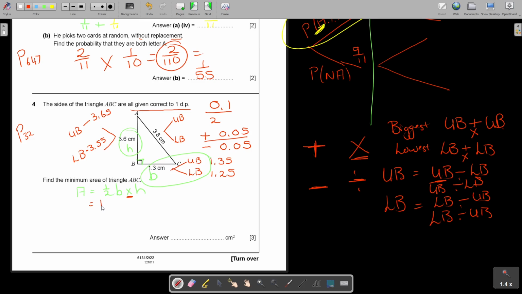So I'm just going to say, to get the biggest, because I want the area. No, not the biggest. Underline the minimum. So the lower bound, they want the smallest. Then I'm going to go for the lower. Now, what is the base? So it's that 1.25, and then I'm going to take this lower also, 3.55.